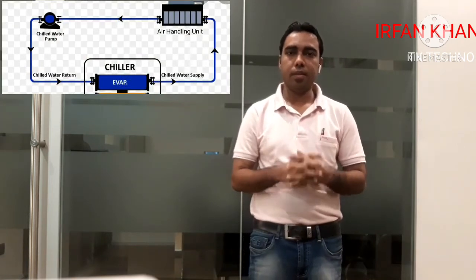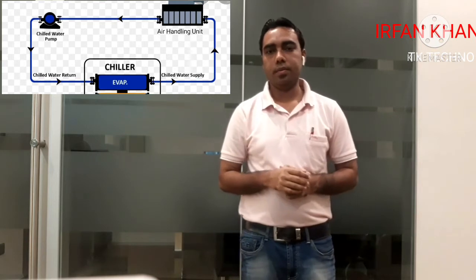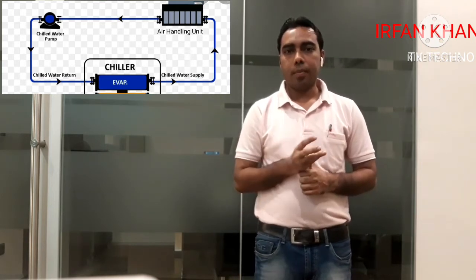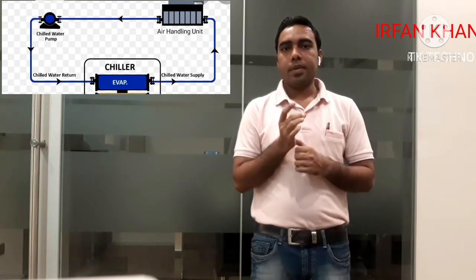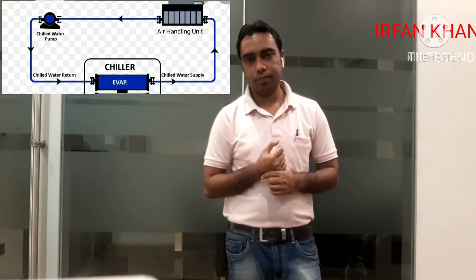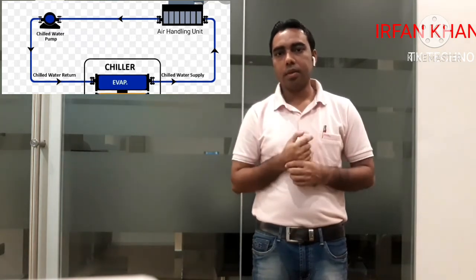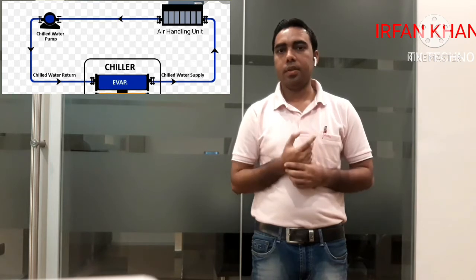In central air conditioning plant, the third cycle is chilled water cycle. In chilled water cycle there are four basic components used: chilled water pump, air handling unit, expansion tank, and shell and tube type chiller. Chilled water pump sucks the cold water from chiller and sends it to air handling unit.